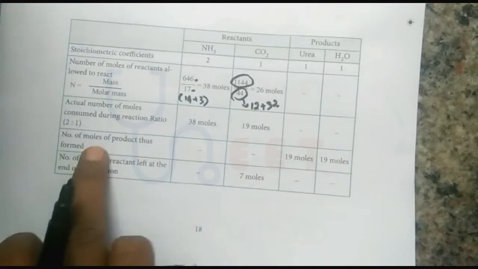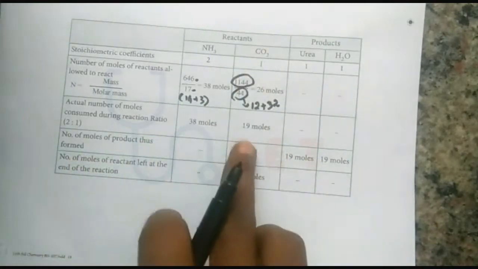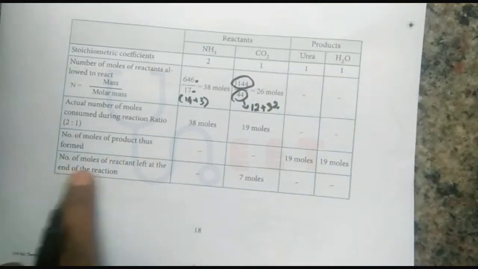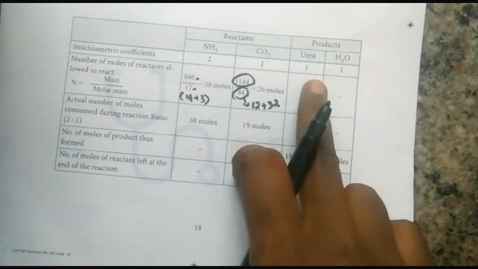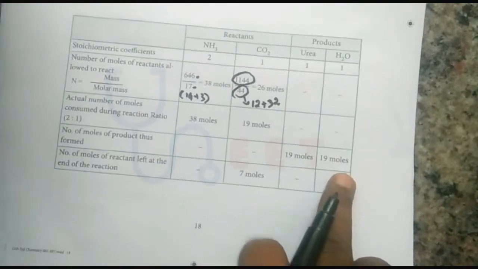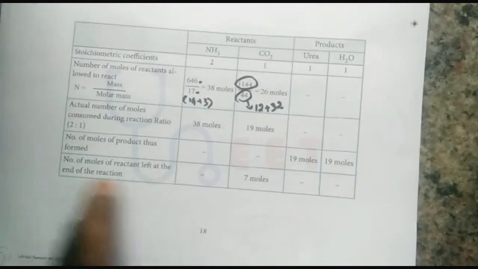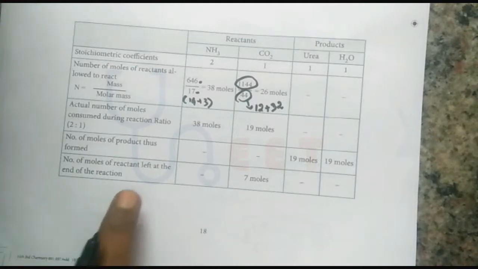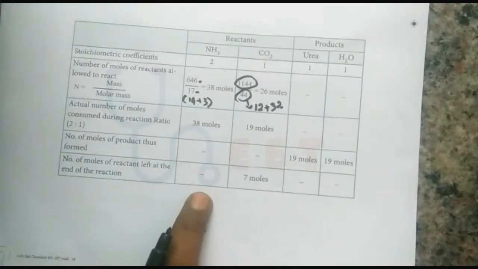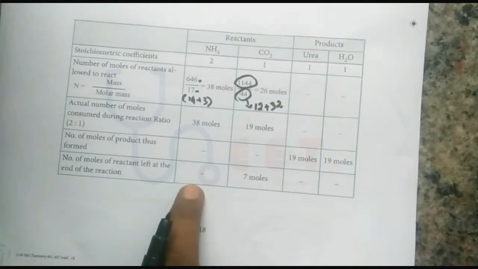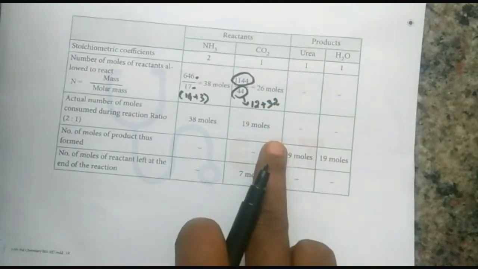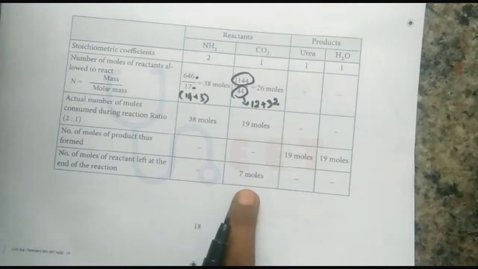The number of moles of product: here 1 mole is equivalent to 19 moles. Urea is 1 mole and water is also 1 mole, so the number of moles of the product is 19 moles each. Then the number of moles of reactant left at the end of the reaction. Here 38 moles of ammonia are involved in the reaction, so 0 remains. In carbon dioxide we have 26 moles, but only 19 moles are involved. The remaining is 7 moles.